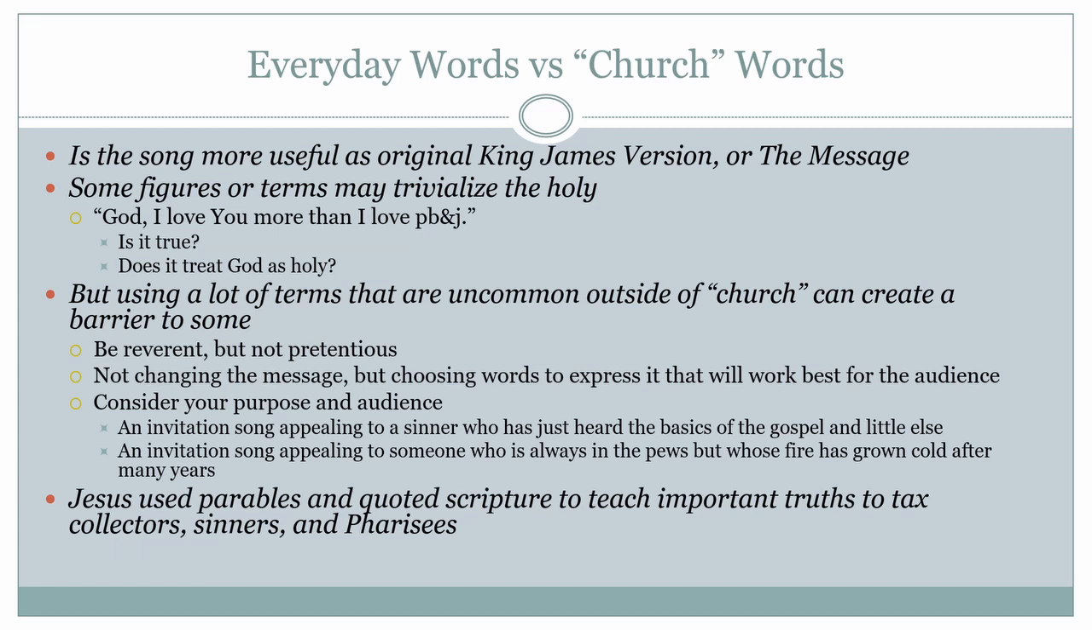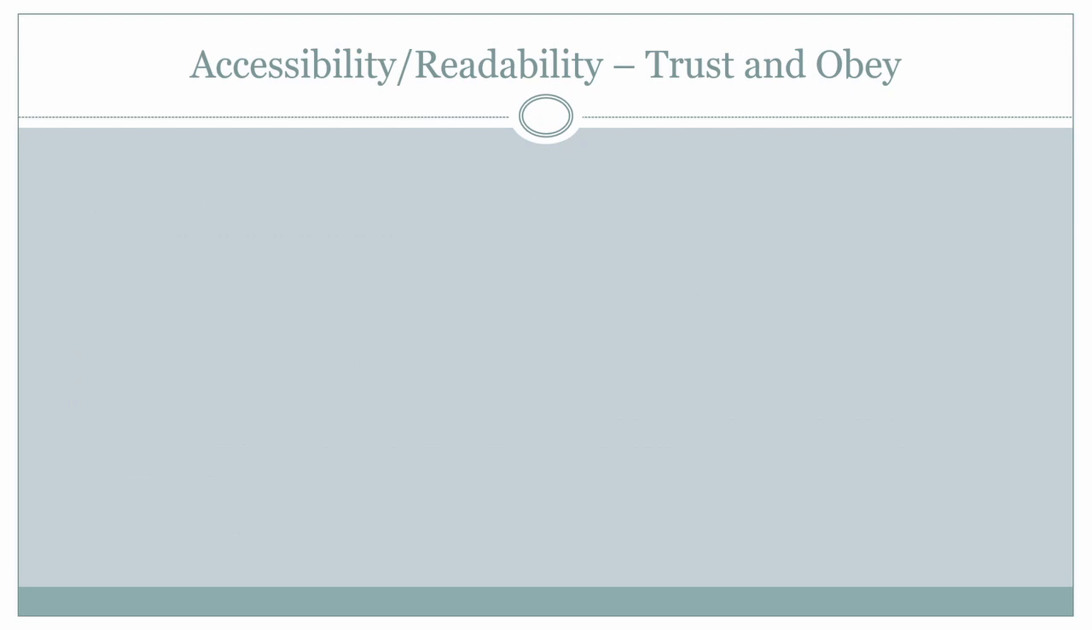And he taught tax collectors and sinners, and he taught the religious elite among the Pharisees and Sadducees and so forth. All of those religious leaders, he taught all kinds, and he used different methods to reach them. The next thing I want to look at is accessibility or readability.